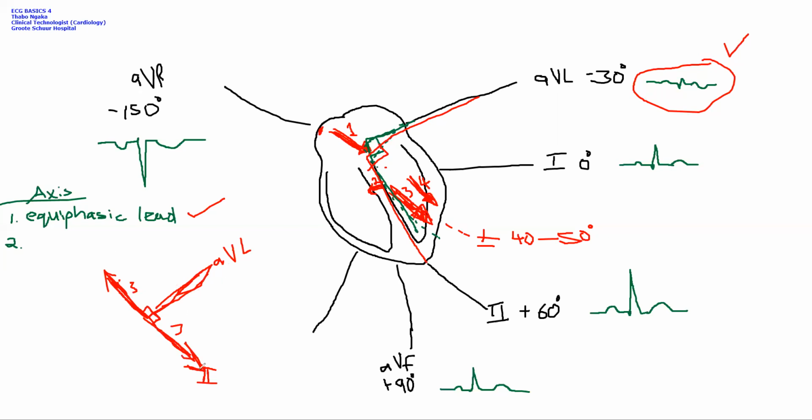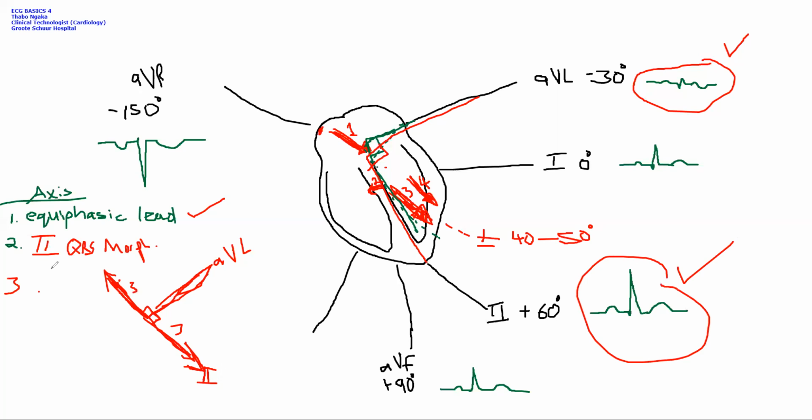What we do is look at the QRS complex in lead 2 and we see that it is positive. Back to our rules. When the QRS is positive, so we look at lead 2 QRS morphology. Sorry for using all these different colors. Now, for the fact that it is positive, it means vector 3 is moving towards lead 2 and not away, which means that our cardiac axis is then plus 60 degrees.